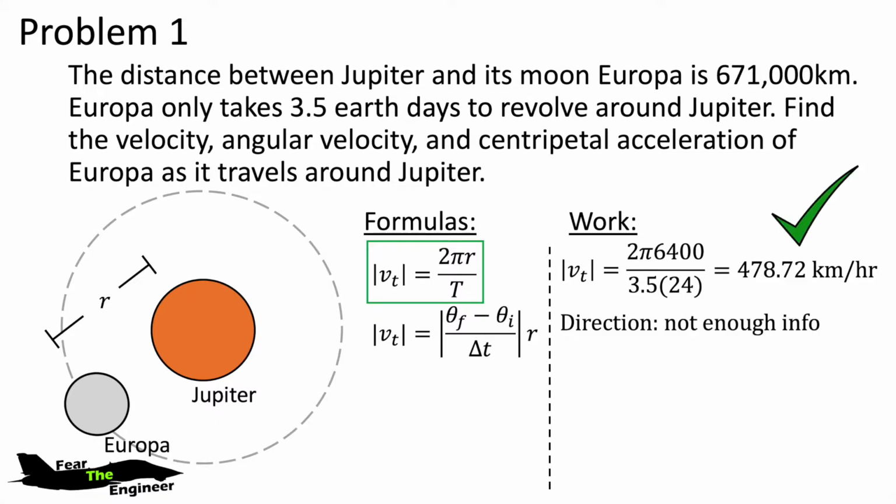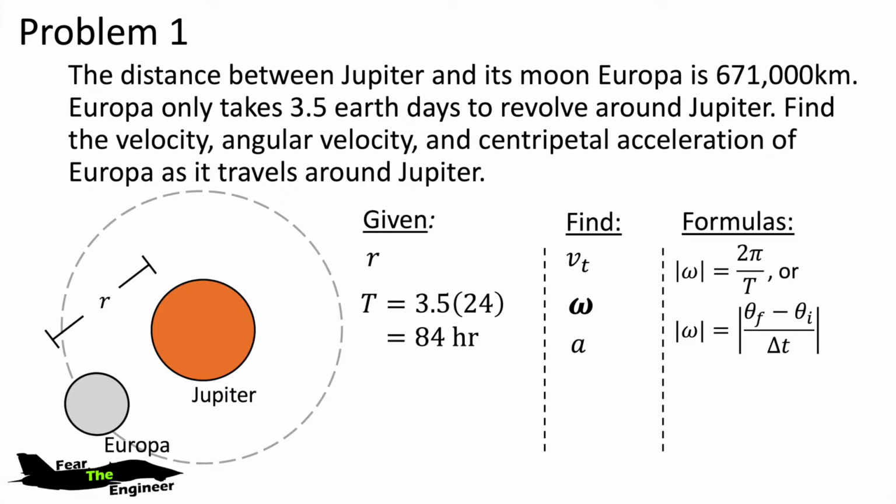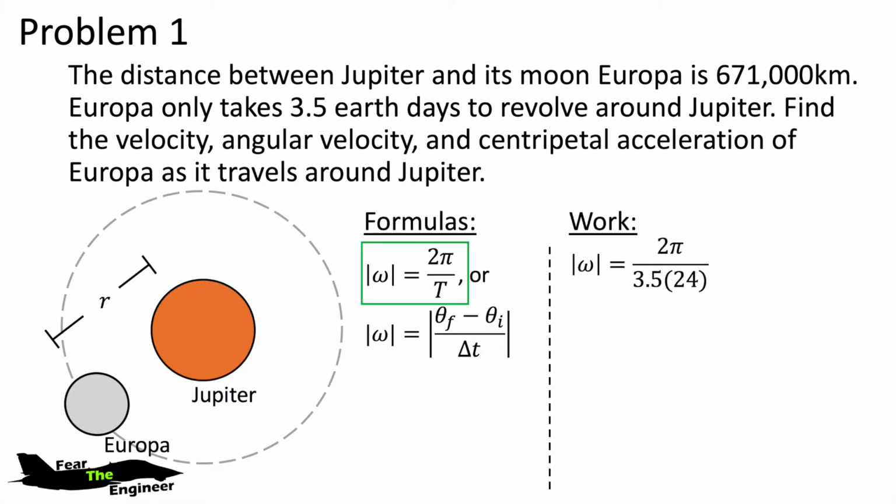Time to move on. We also want to find angular velocity, which has a magnitude and a direction. Here are the formulas we can use to find the magnitude, also called the angular speed. Since we know the period t, the first formula works well. Let's use it. When we plug in our period of 84 hours, we get an angular speed of 0.075 radians per hour. To find the direction, we would need more information.